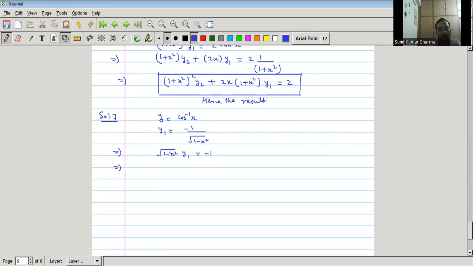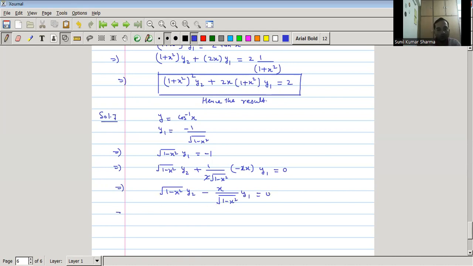So now again differentiate. So we get under root (1 minus x square), derivative of y1 is y2, plus 1 upon 2 under root (1 minus x square), and the derivative of 1 minus x square is minus 2x, y1, that is equal to 0. So 2 and 2 cancel out. So under root (1 minus x square) y2 minus x upon under root (1 minus x square) y1, that is equal to 0.